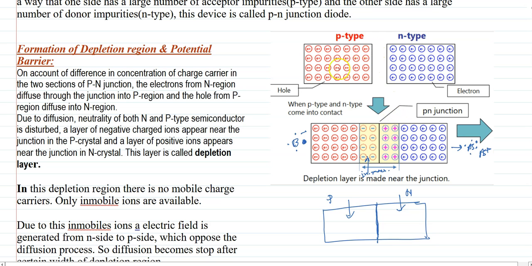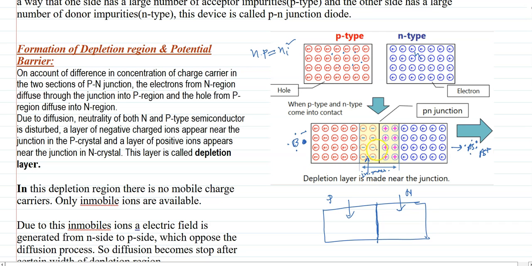But we also have some electrons in the p side, a very small number, because we know that the electron density and hole density multiplied is equal to ni square. So we get a very small number of electrons in the p region and a small number of holes in the n region also. So this is the construction of the diode.